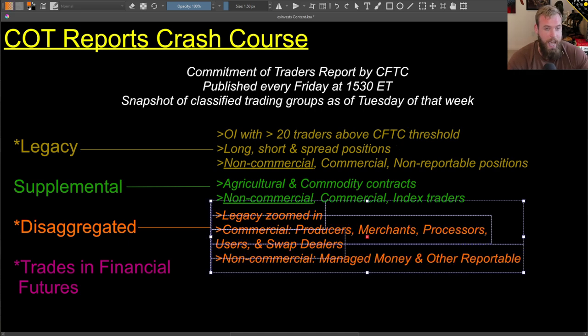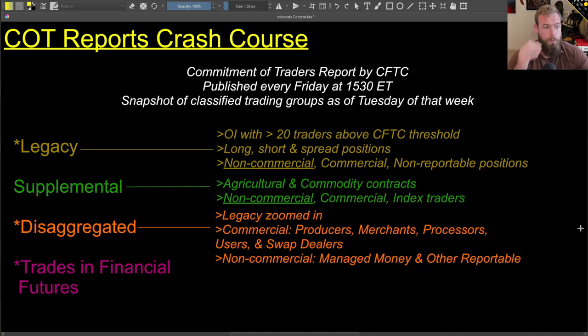Then there's the disaggregated report. This one's pretty cool. It's kind of like legacy, but zoomed in a click further. And what it does is it breaks out commercial and non-commercial into these various buckets. So instead of the legacy report where commercial is just commercial, and then you're left to assume what the different actors are, in the disaggregated report, you can see who are producers, merchants, processors, so on and so forth.